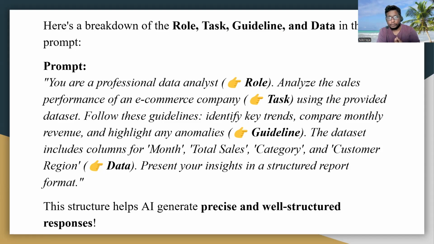So in role-based prompting, you will be giving a particular role. You will be assigning or delegating a particular role to the AI. Then you will be saying the task, like what task it has to perform, and you will be giving the instructions or guidelines to the AI to perform the task in this particular way only. And you'll be giving the data on what data it has to perform.